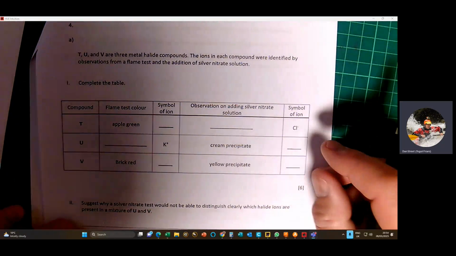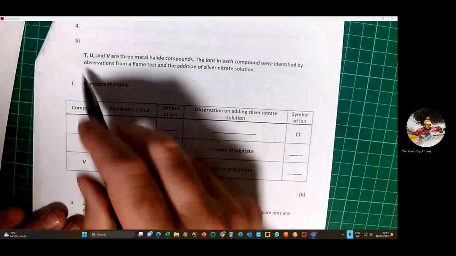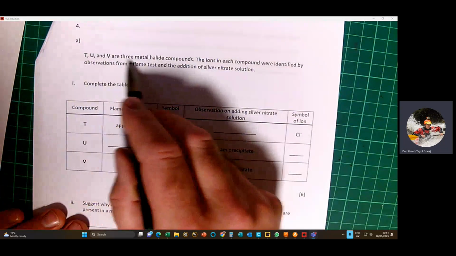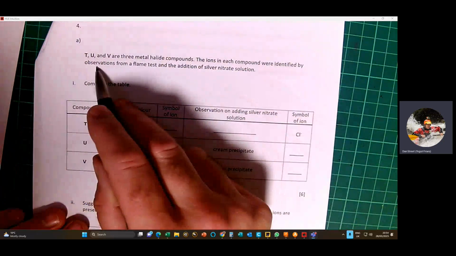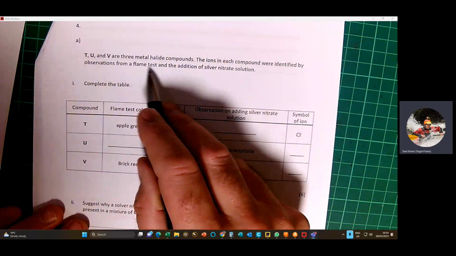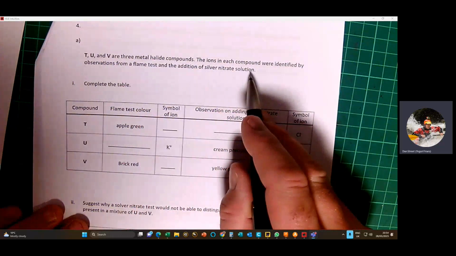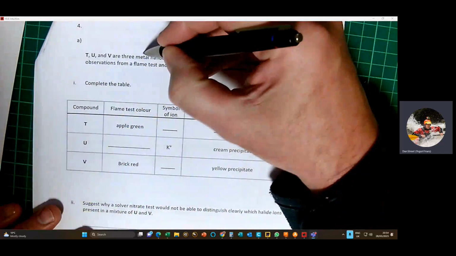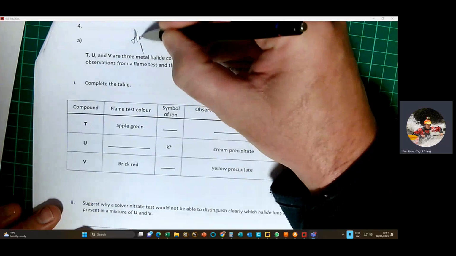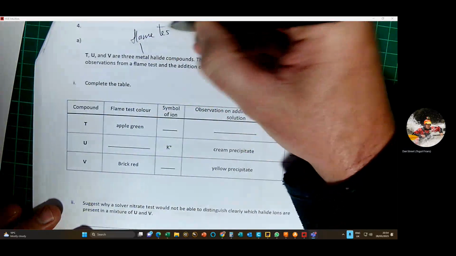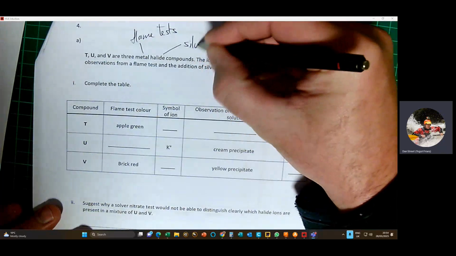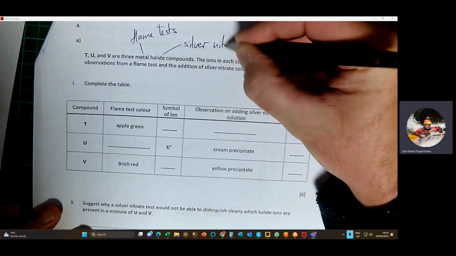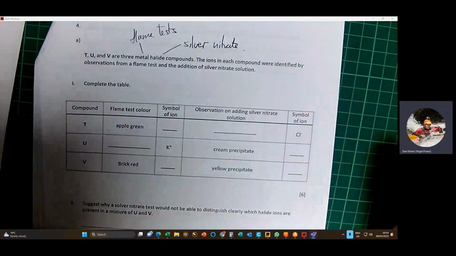Okay, so this is the higher paper question 4. T, U, and V are 3 metal halide compounds. The ions of each compound were identified by observations from flame tests and on the addition of silver nitrate solution. Okay, so we're looking for metals, which is telling us about flame tests, and halide is the silver nitrate test. Okay, so if you see that in a question, that's what we're talking about.